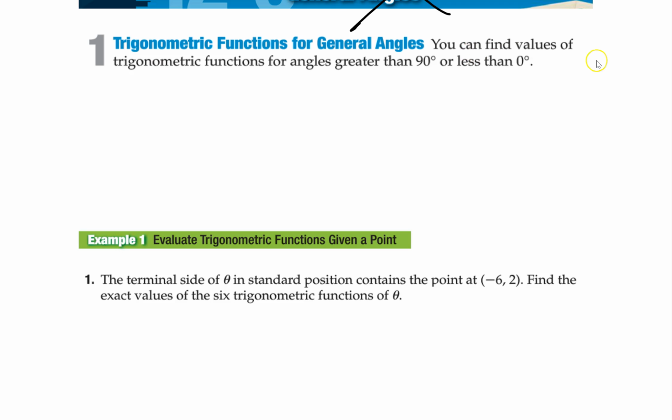Before, we did trig functions of any triangle, but now we're going to do trig functions of any angle. So no matter what angle I give you, if we have a chart here, 0, 180, 90, 270, and 360, same thing with radians, you can find the trig function of any of these angles. The way it's going to work is we generally draw it as a triangle.